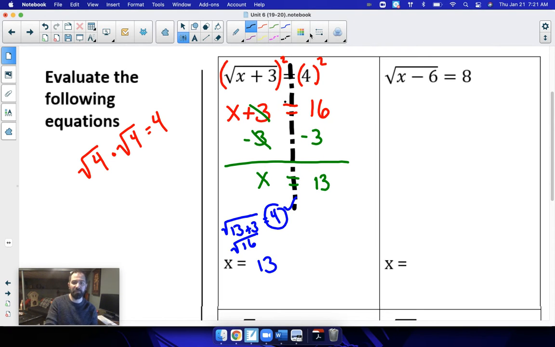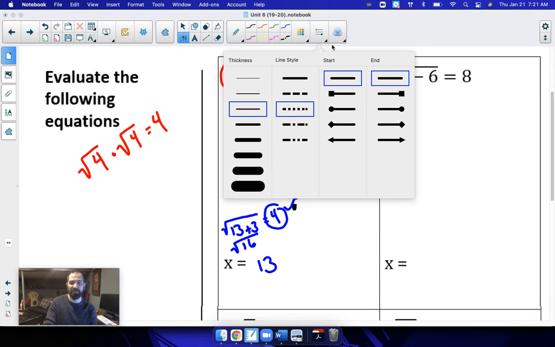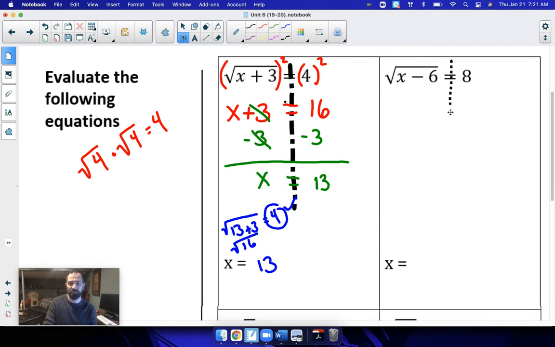Same process. We want to first split our equation. Part 2, get the square root or the variable by itself. Already is. Step 3, square both sides. I'm going to square both sides. Remember, when we square a square root, we just get what's underneath the radical. 8 squared is 64.